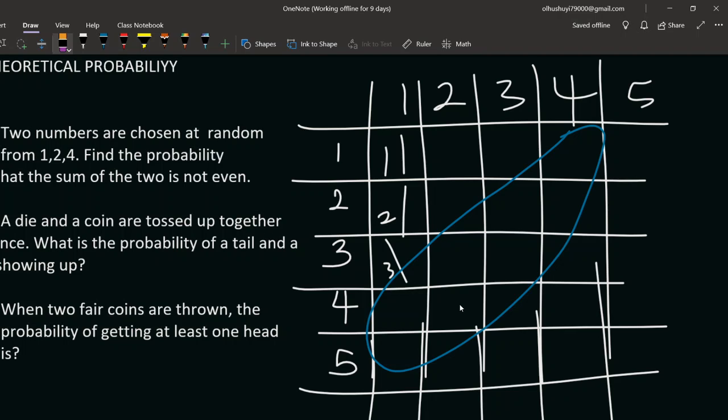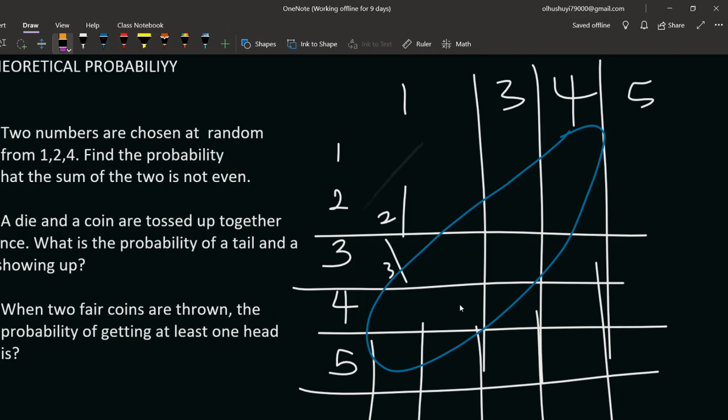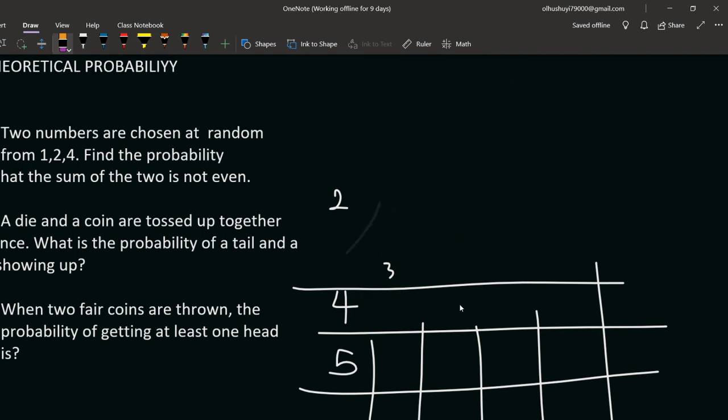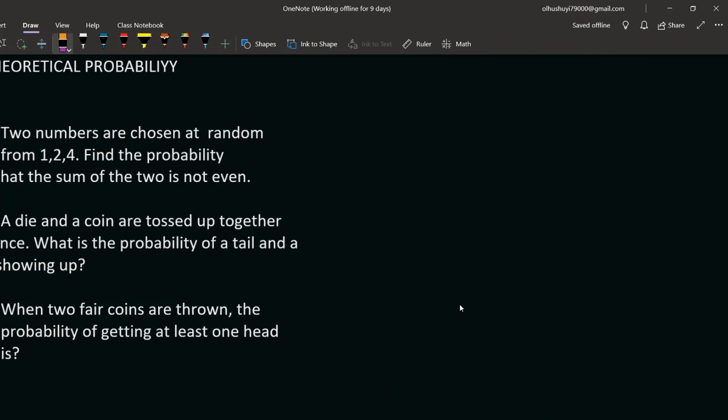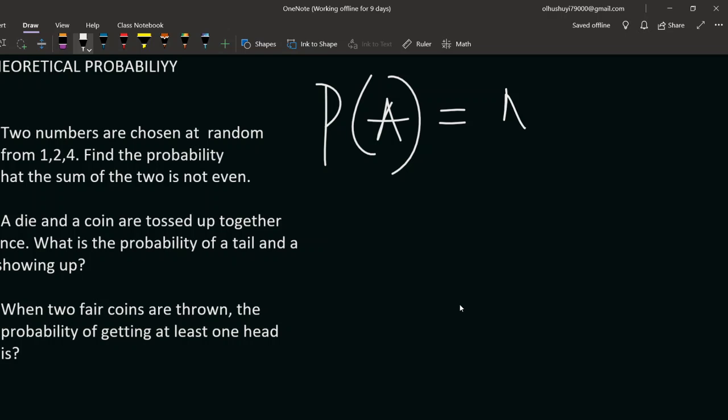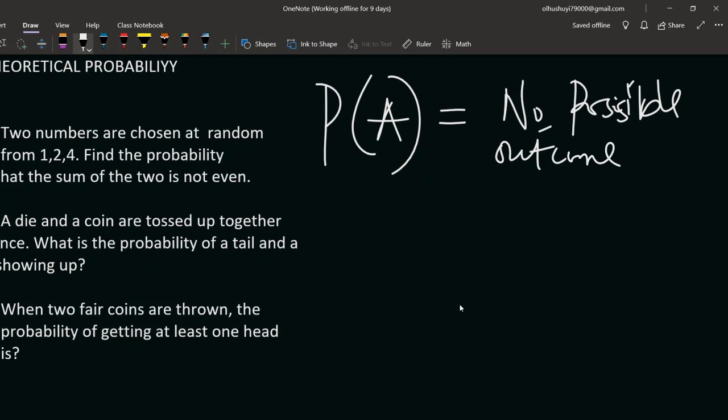But what you should take note of is that probability is equal to the number of possible outcome upon the number of required outcome. Look at it. Probability of A should be equal to the number of possible outcome upon number of required outcome.